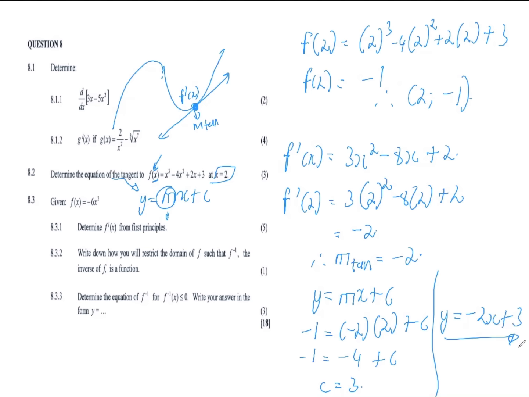So we are good with that one. So how did they mark this one? For finding the gradient, it was a mark. For finding the y coordinate, it was a mark. And then lastly, for having to find the equation.